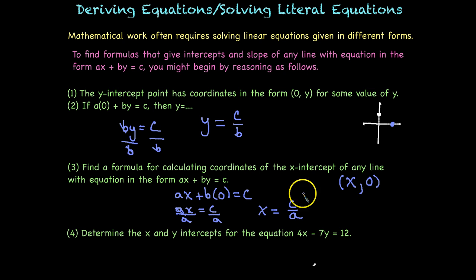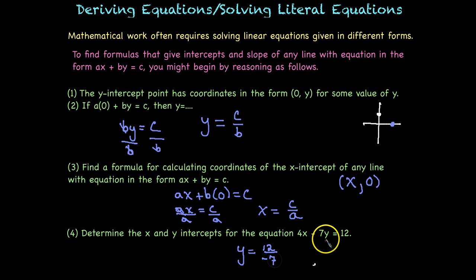Now let's try out these two equations and see how well they work. Here is a linear equation in standard form, 4x minus 7y equals 12. Let's see how it goes. Well, to find the y-intercept, we want to use c over b. Okay, remember where a, b, and c are. A is in front of the x, b is in front of the y, and c is by itself, the constant term. So y is c, which is 12, over b, which, be careful, is negative 7.